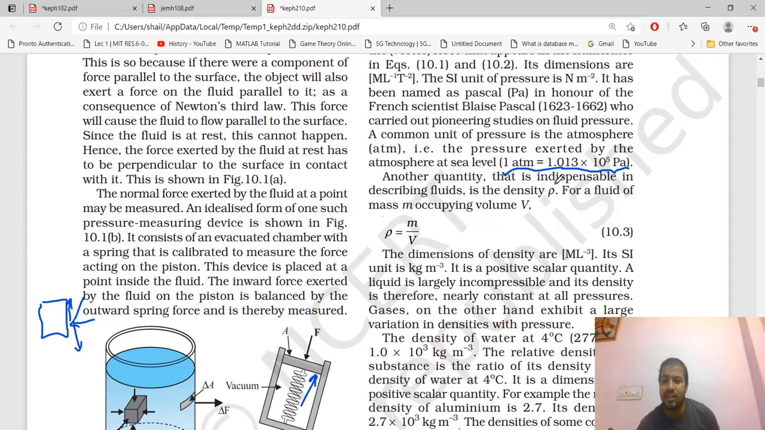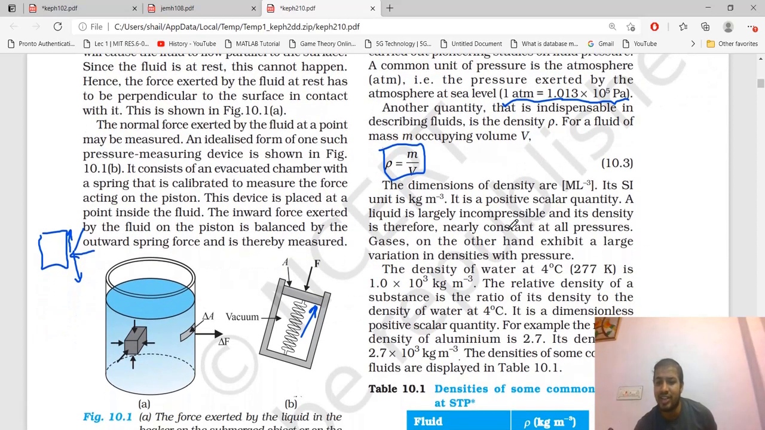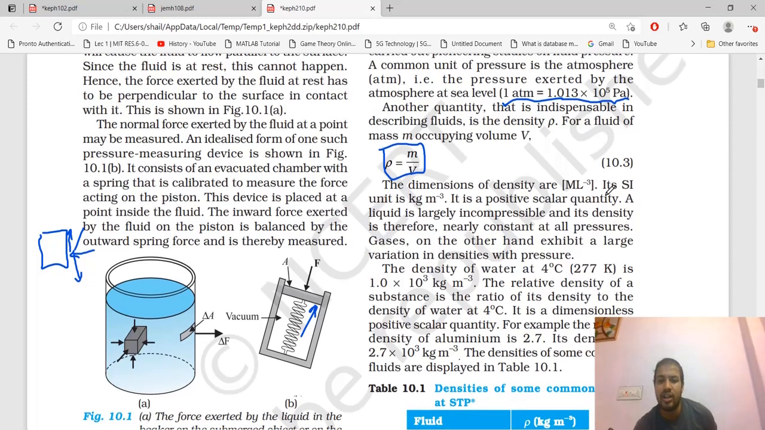Another quantity that is indispensable in describing a fluid is the density rho. For a fluid of mass m occupying the volume V, rho equals m by V. This formula we have known for many years, from class 7 I think, when the definition of density starts. So it is mass by volume. The dimension of density is M L^-3. Its SI unit is kg per meter cube. It is a positive scalar quantity.